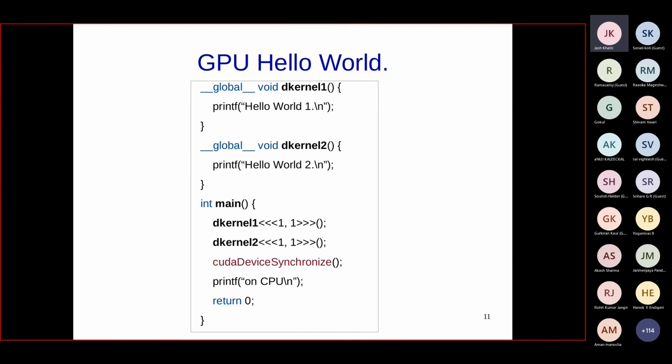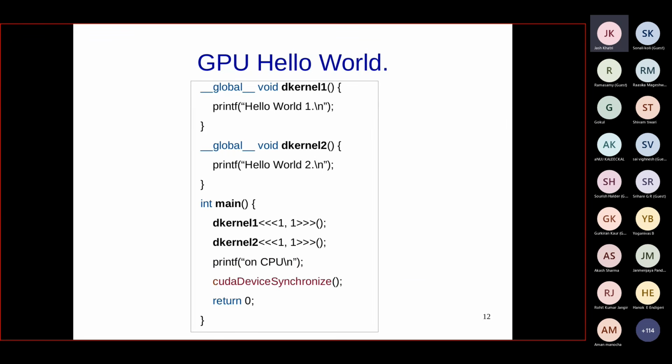It will never happen that hello world 2 will be printed before hello world 1, because the kernels are loaded into the default stream or queue, and the way these kernels are taken for execution by the GPU from the stream is in FIFO order. So the first kernel will be taken and executed, then the second kernel. So hello world 1 will always come first and then hello world 2. And since we have this cudaDeviceSynchronize also, on CPU will also be printed later. It will never happen that the output can be something else apart from hello world 1, hello world 2 and on CPU.